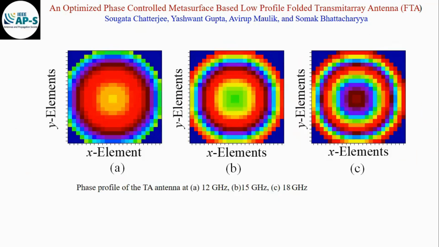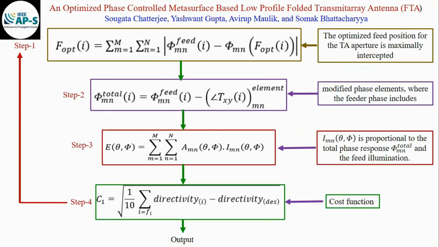Now, as you can see, as the frequency increases, the phase profile gets denser and denser, and we require a unified phase profile which should not vary with the frequency. So that's why we have to introduce the PSO optimization, where first we optimize the feed positions with the TA aperture maximal intercept. Then we modify the phase element with the feed, including the feeder element. Then we calculate the overall phase, and then we calculate the overall directivity of the folded transmitter antenna.